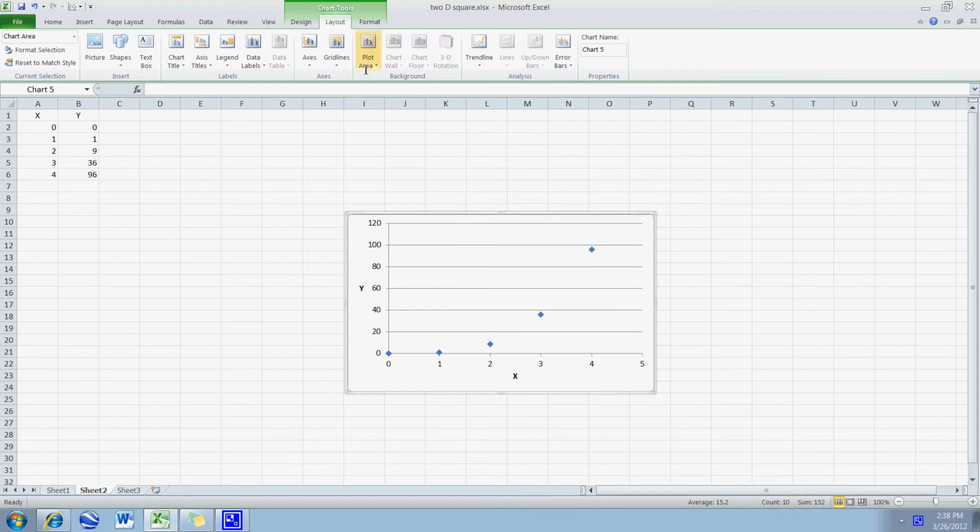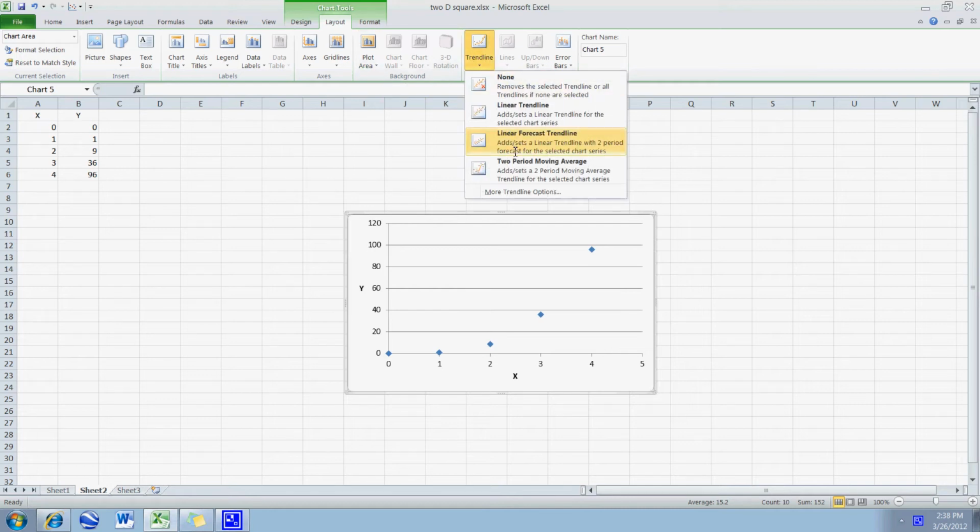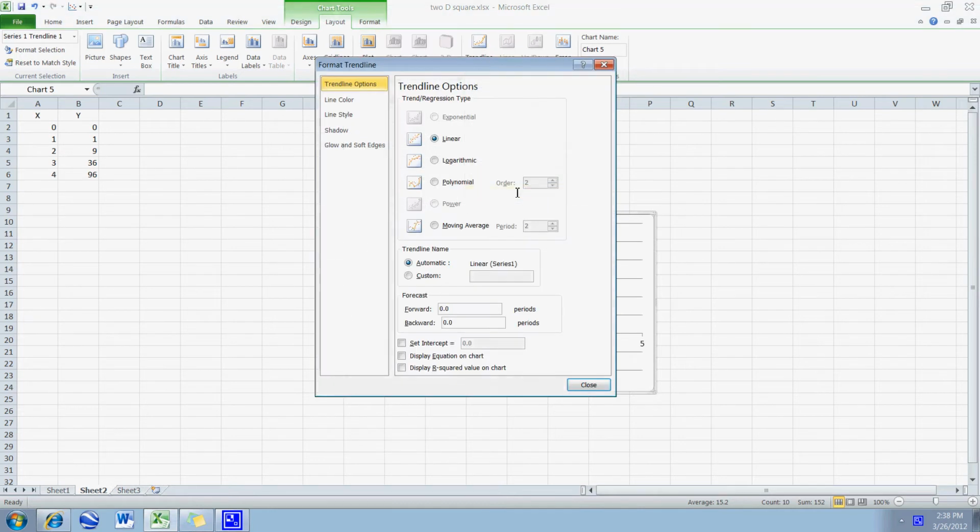All right. Now let's get a trend line, and we're going to do a polynomial. So y is going to be equal to a function of x. I'm going to do a third order polynomial.